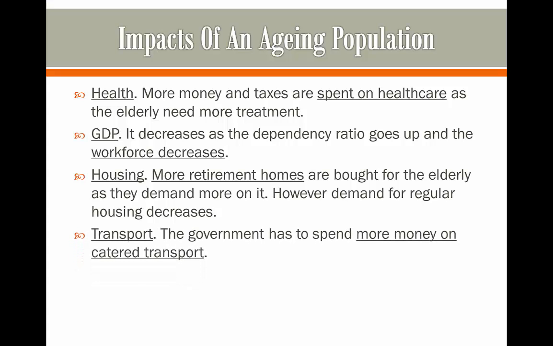There's also an impact on transport. The government has to spend more money to produce catered transport for the elderly. For example, buses that can take them around in the town, because a lot of the time the elderly can't use public transport such as the tube or regular trains or buses, because it's not catered to their specific needs. For example, elderly people that need wheelchair ramps to access the bus don't have that on many regular buses.